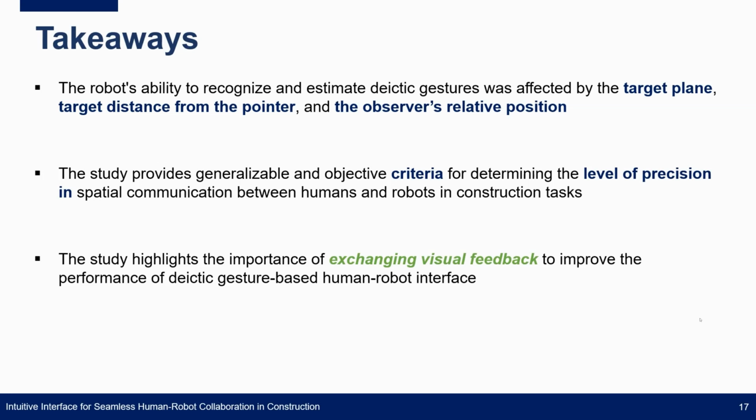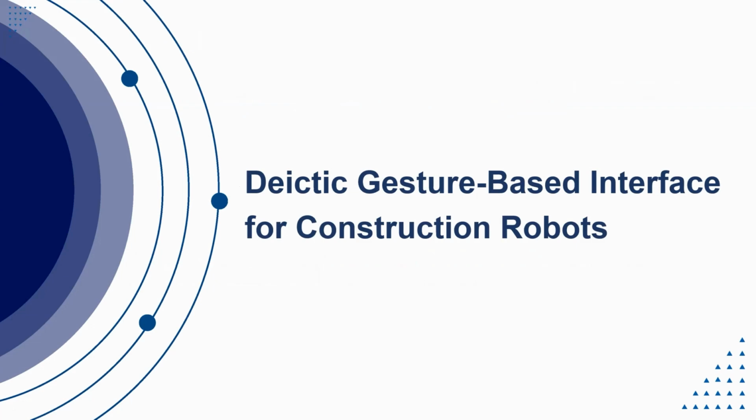Throughout this experiment, we found that in order to use the deictic gestures, we need to provide some visual feedback for humans and at the same time for the robots to understand where the human is pointing. So we explored what the effective visual feedback method could be that would enhance the accuracy of using deictic gestures to deliver spatial information to construction robots.